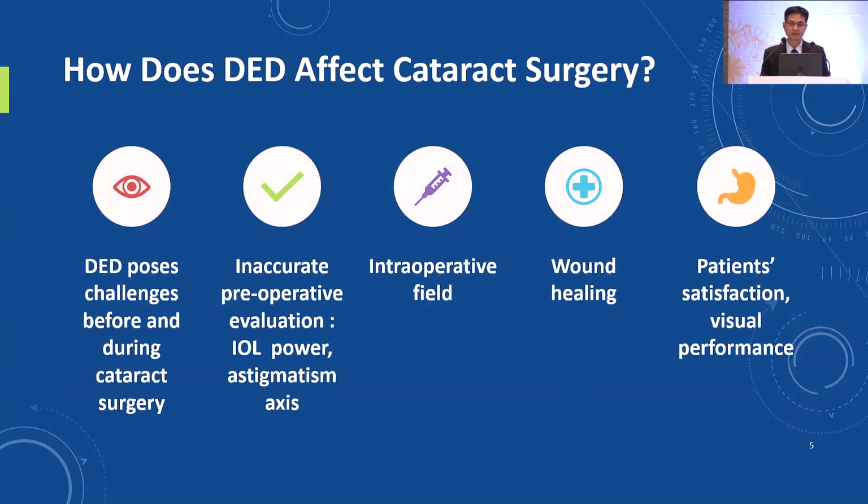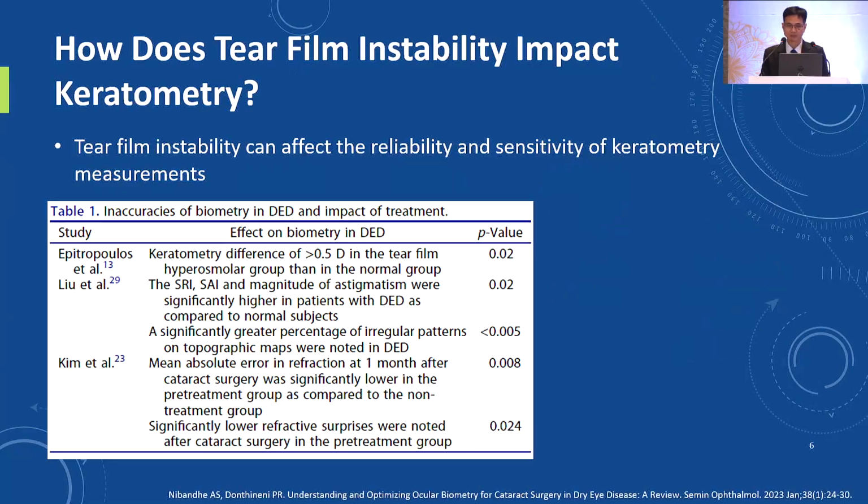How does dry eye disease affect cataract surgery? As mentioned, it poses challenges preoperatively, especially in accurate preoperative evaluation, including accurate IOL power calculation and estimation of the astigmatic axis and the degree is important. However, dry eye disease can also obscure the intraoperative surgical field, interrupt wound healing, and most importantly may compromise patient satisfaction after cataract surgery.